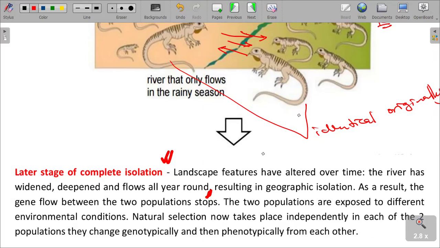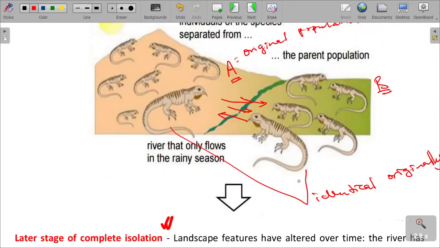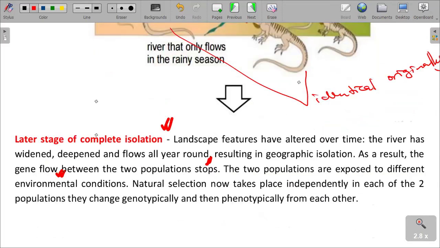The two populations, population A and population B, are exposed to different environmental conditions, and then natural selection takes place independently in each of the two populations. They change genotypically and also phenotypically from each other. That is one thing that you can see.